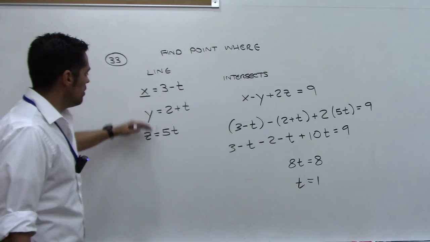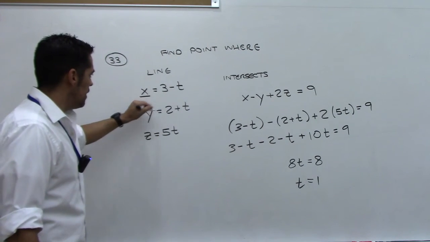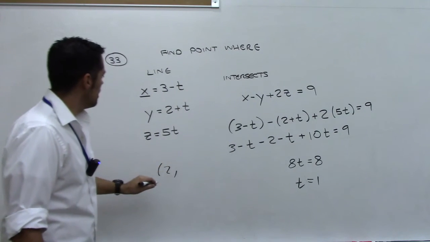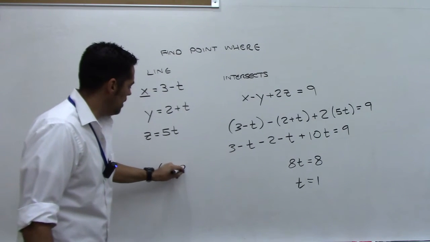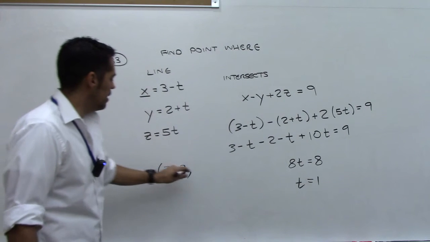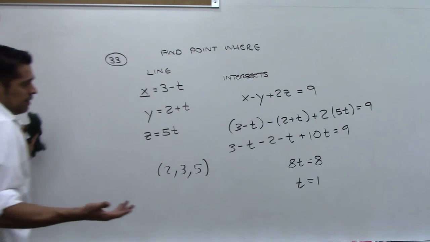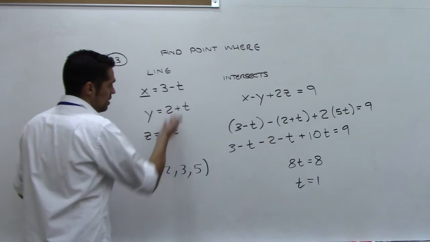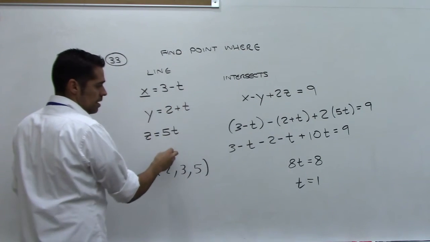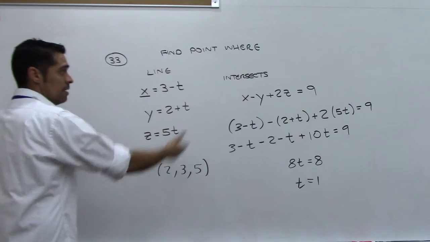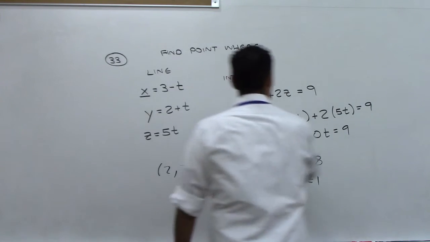So I come back over here and I just let t be 1. If I let t be 1, I get x is 2. Let t be 1 here, I get 3. Let t be 1 here, I get 5. So you can verify for yourself. We know this point lives on this line, right? Because you just plug in t is 1 and you get this point. So that definitely lives on this line. Does it live on that plane? It should. Let's just check it.